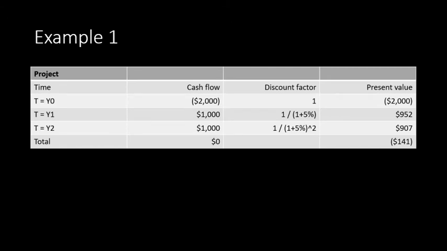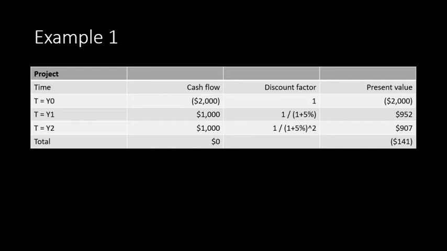Example 1. A project costing you $2,000 now. It will generate $1,000 each year for 2 years. We can see throughout the whole project, the project will earn nothing, as the sum of gross cash flow is zero. In fact, the project will lose money, because the net present value is negative.